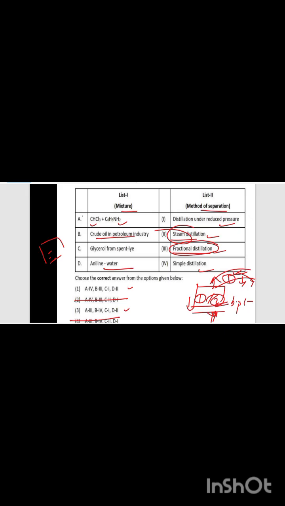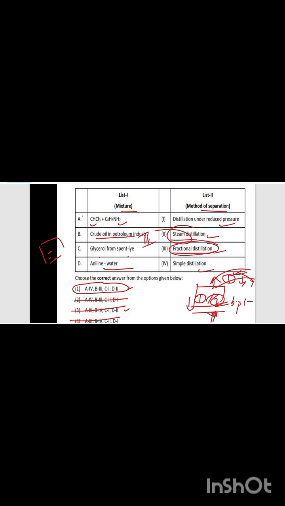So B must be option 3. Glycerol from spent lye cannot be. So B with 3 is option 1. So option 1 is correct. Let's think of the other options. Glycerol from spent lye, C was in 1.